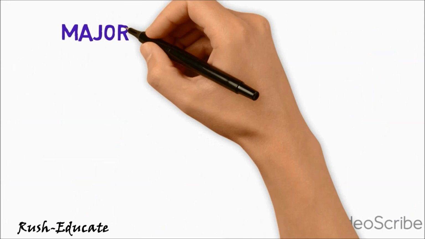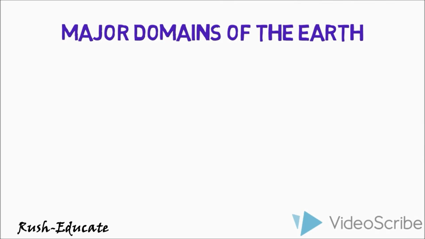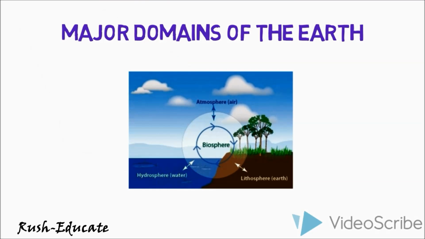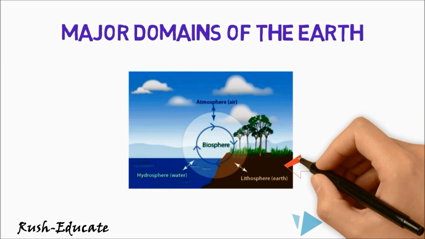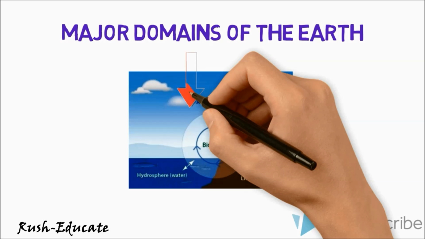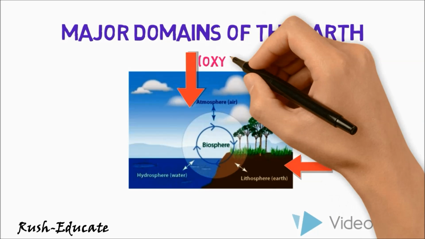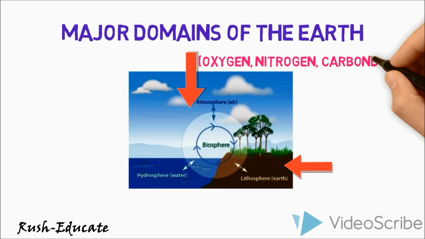Hello everyone, today we will understand the major domains of the Earth. The surface of the Earth is a complex zone in which three main components of the environment meet, overlap, and interact. The solid portion of the Earth on which we live is called the lithosphere. The gaseous layers that surround the Earth form the atmosphere, where oxygen, nitrogen, carbon dioxide and other gases are found.